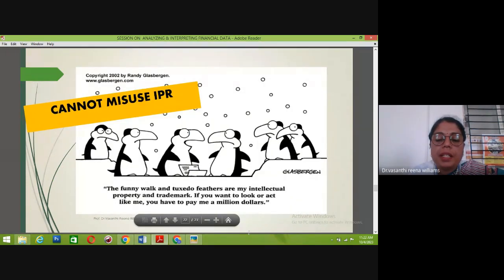Yeah. Another thing is you cannot misuse an IPR. You cannot say that I created it, so you have to follow. So here, this is a small cartoon to just tell you that just because I have an IPR, I cannot misuse it. You have a right, but you can only go up to the jurisdiction of your right. You cannot go beyond that. That is the meaning. So you cannot misuse whatever rights you have.